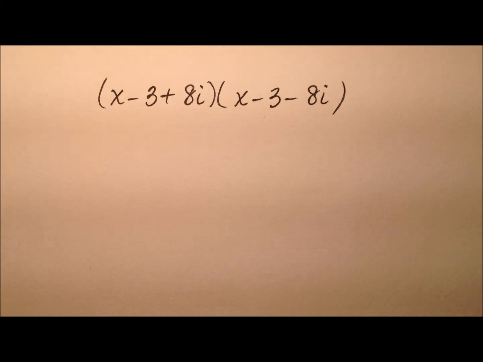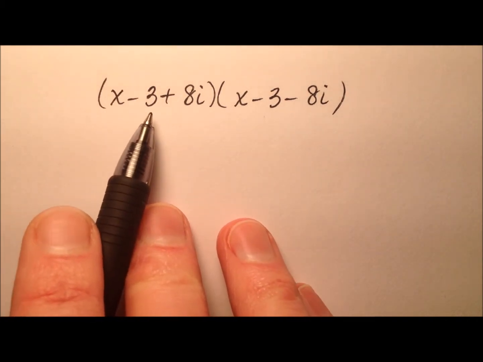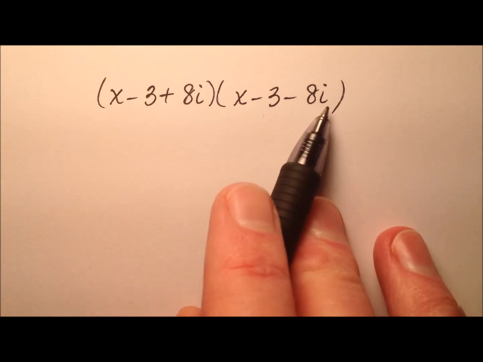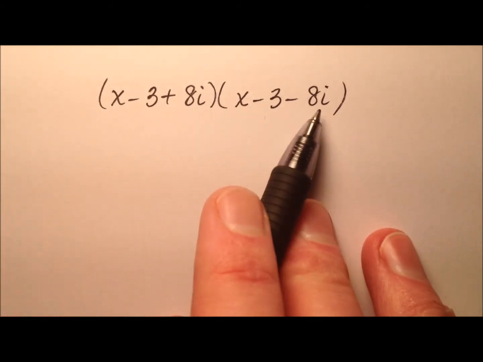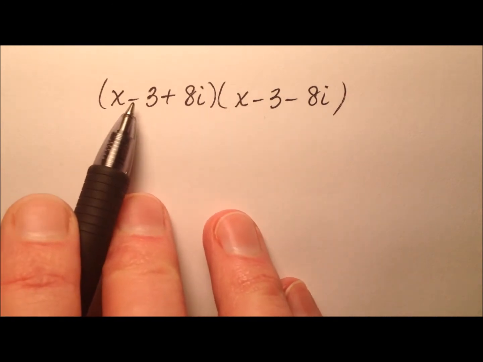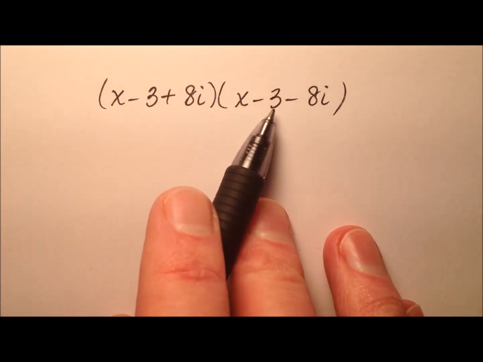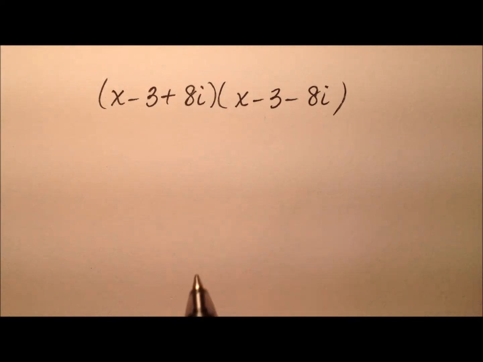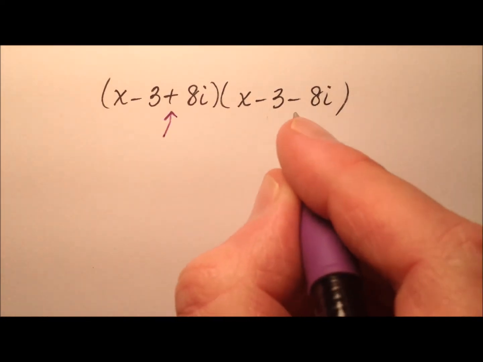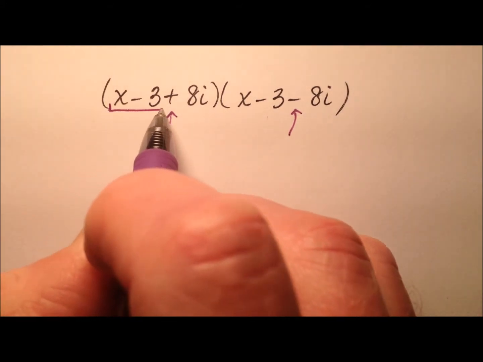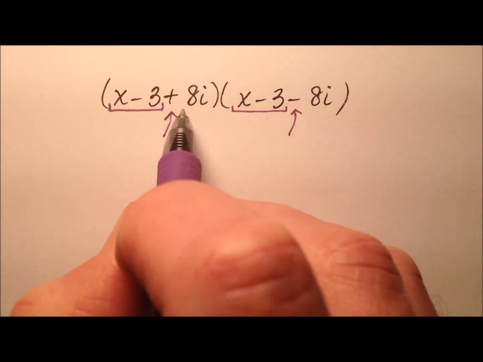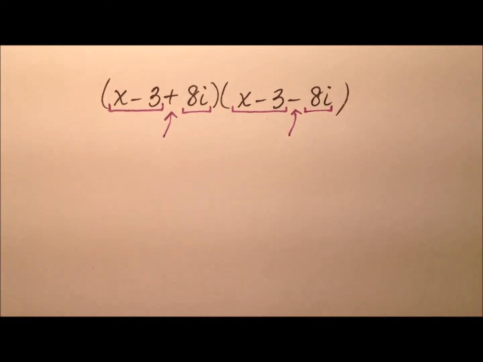In this video, I want to talk about multiplying expressions that contain complex numbers. So here we have x minus 3 plus 8i, and I'm going to multiply that with x minus 3 minus 8i. It looks like a lot of this stuff is the same, x minus 3, x minus 3. The only difference between these two expressions is that one is positive and one is negative. So the x minus 3's are the same, and my 8i's are the same.